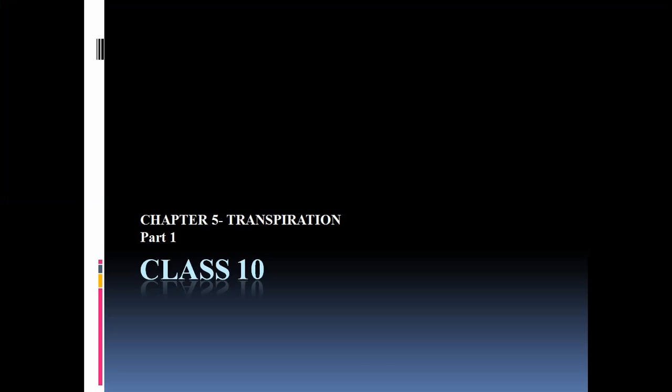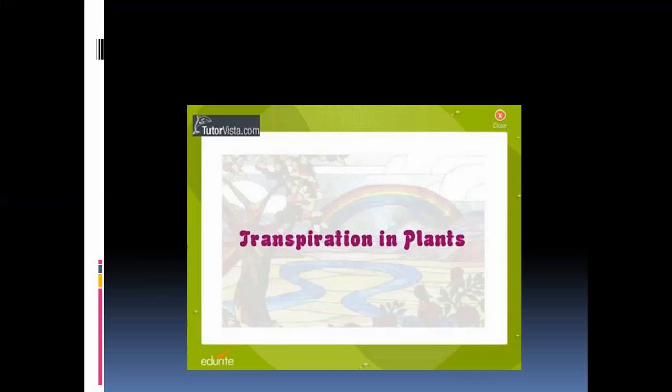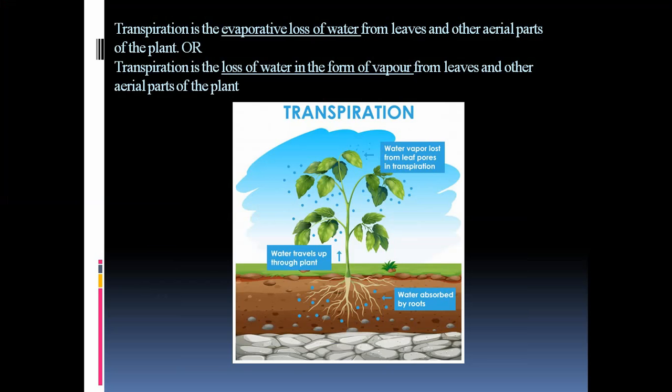Today we are going to start with a new chapter, transpiration. Transpiration in plants. What is transpiration? Transpiration is the evaporative loss of water from leaves and other aerial parts of the plant, or we can also say transpiration is the loss of water in the form of vapor from leaves and other aerial parts of the plant.